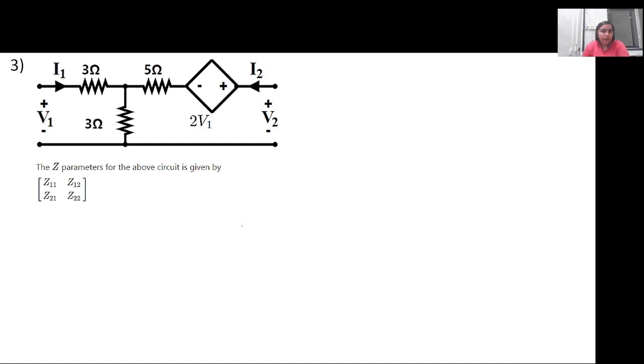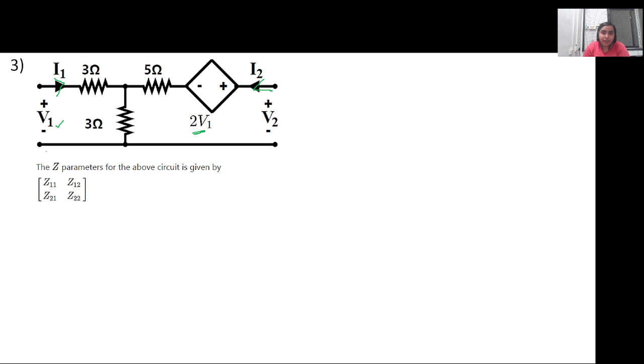So another circuit is given. Earlier we had solved using one dependent current source. Now in this case, this is one dependent voltage source, which is dependent on the sending end voltage or input voltage V1, and the resistances are connected as shown. I1 current is flowing into the circuit, I2 current is also towards the circuit. We have to figure out Z11, Z12, Z21 and Z22.